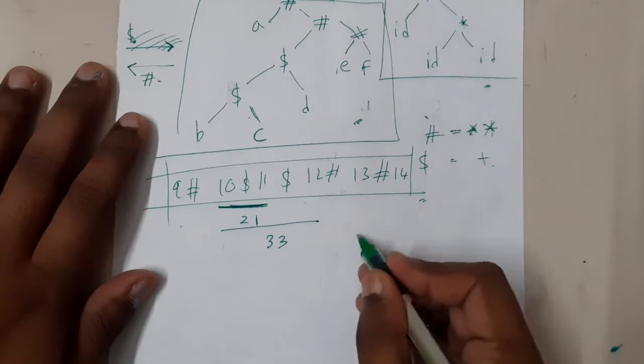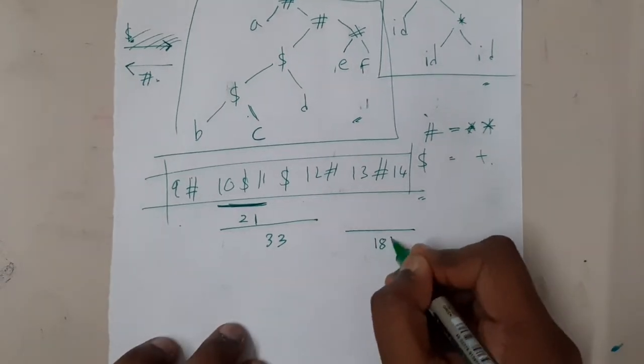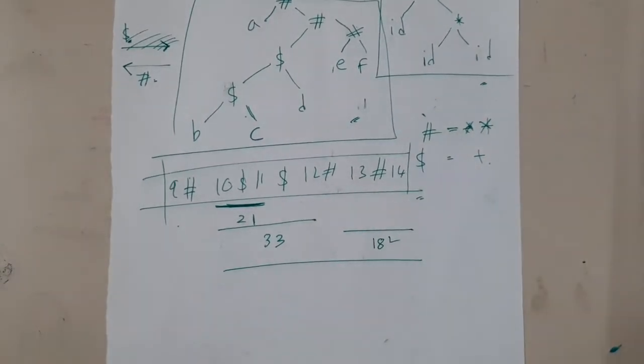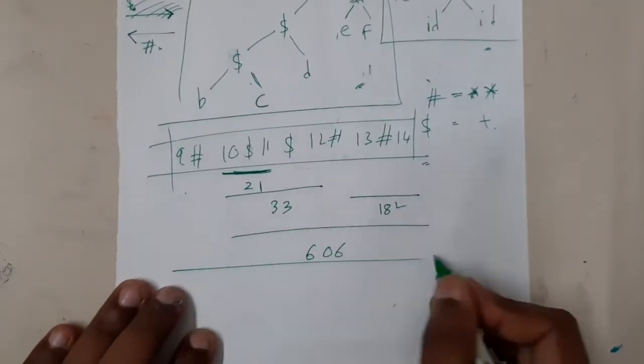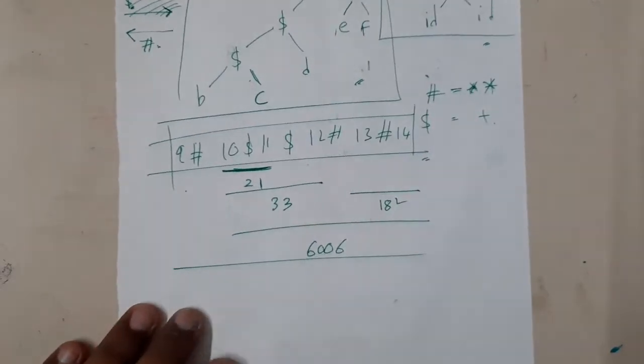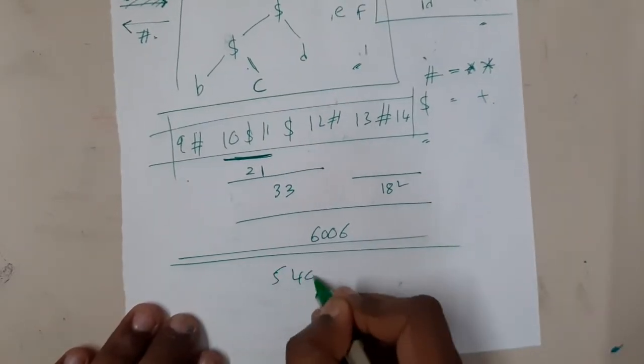So now the next thing is multiplication. So the 13 into 14. I think I need to get a calculator for this. 13 into 14, the answer is 182. After that, again multiplication with 182 into 33. The result is 6006. And again this multiplication with the 9. So the final result is 54054.